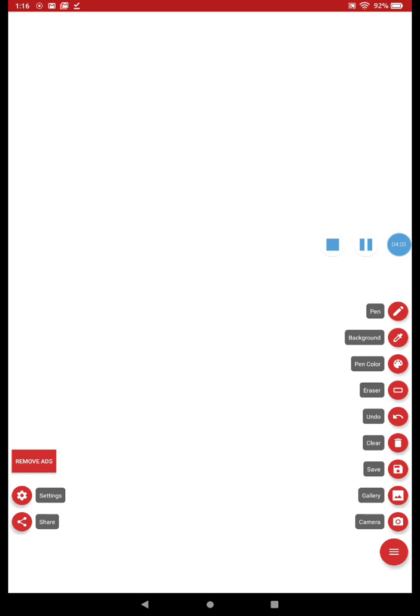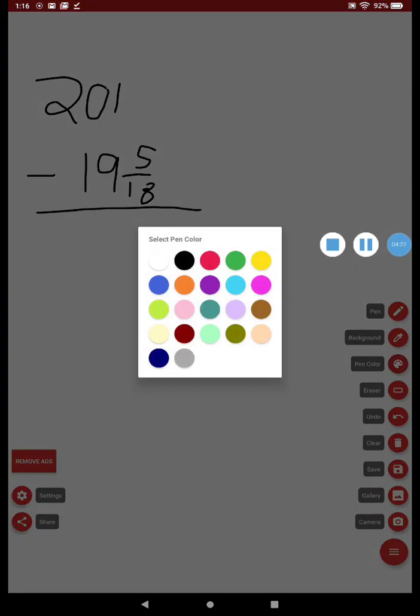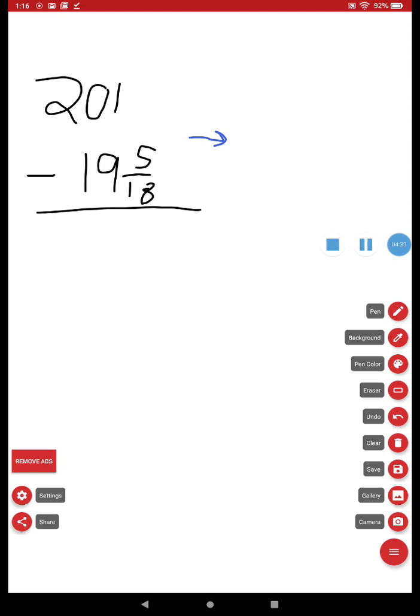All right, let's take a look at a big example. We've got 201 subtract 19 and 5/18. I'm going to have to regroup because 201 doesn't have a fraction next to it. So when I regroup, 19 and 5/18 is going to stay the same. 201 is going to be regrouped. Remember, if I have a whole and I break it into 18 pieces, how many of those pieces do I need to make a whole? Very good. You're going to need 18 of those pieces.